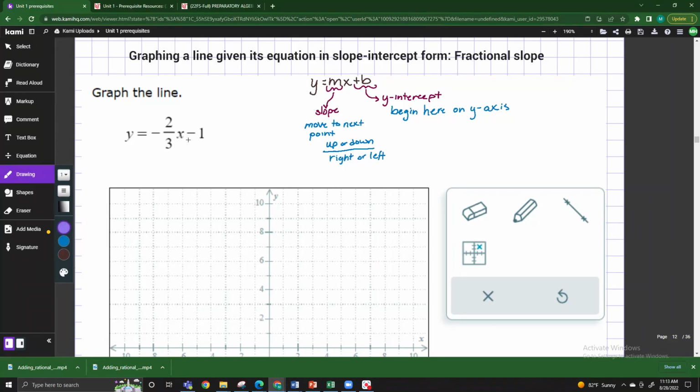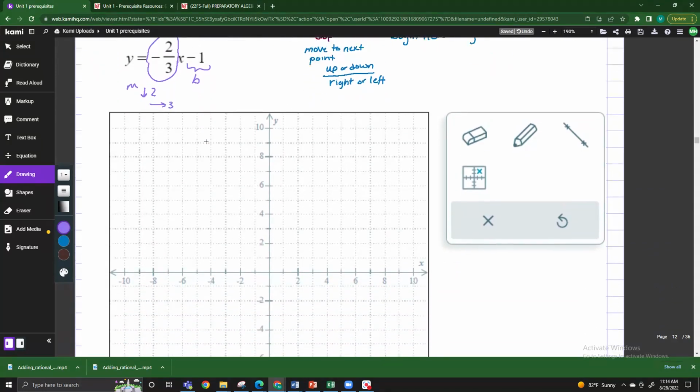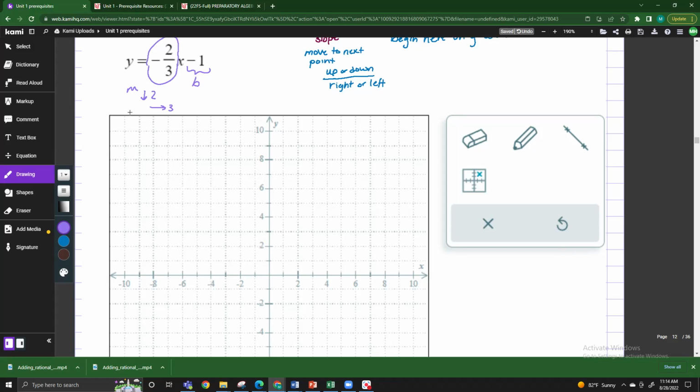So we know that this is my b, begin, and this is my slope, my m, and I'm going to go down 2 and then right 3. All right, so I'm going to start, using the tools. You can use the pencil for the dot to put your first point, or you can put your first point with the line. I usually just put my dots. So I've got a -1 as my b, so I'm going to be at -1 on my y-axis.